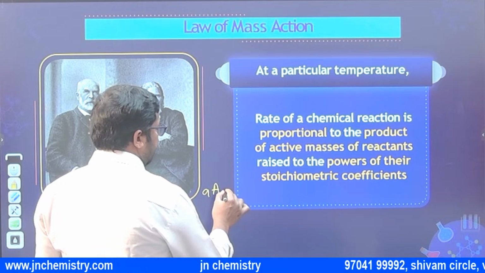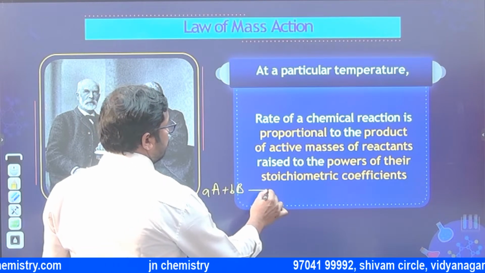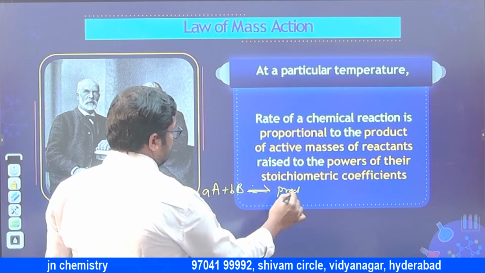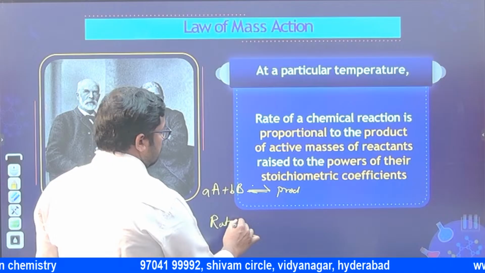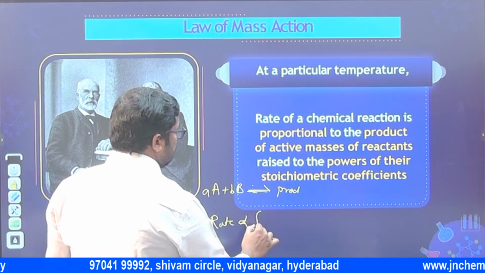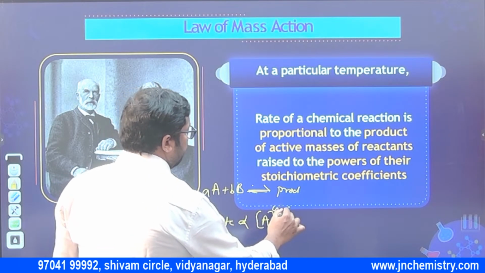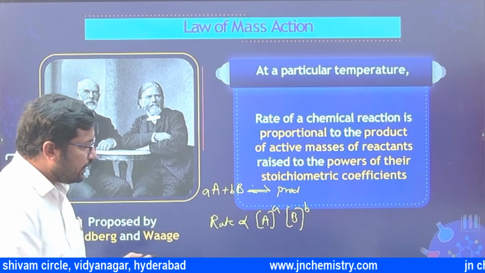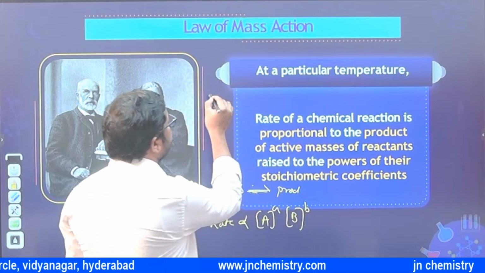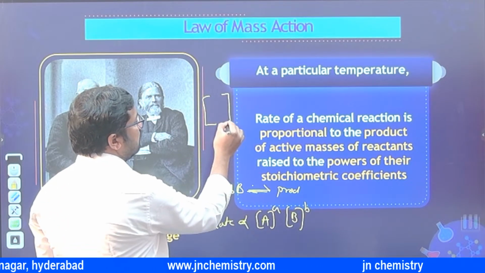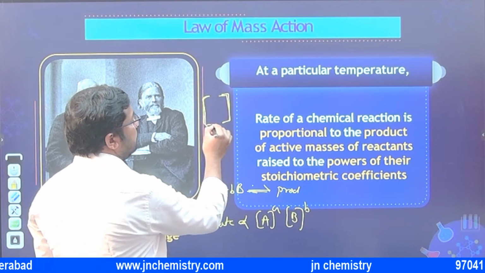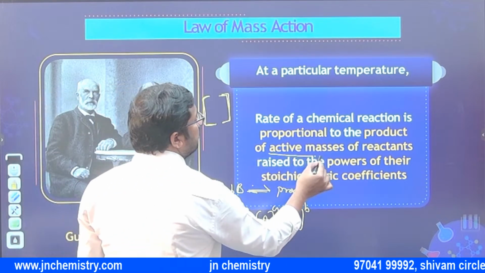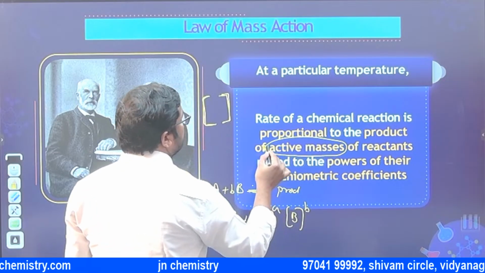For example, aA plus bB gives rise to products. So the rate, I told you, is directly proportional to [A] power a and [B] power b. In this case, I am writing square brackets. For A, I am writing the square bracket like this. The square bracket is nothing but active mass. What is this? Active mass.